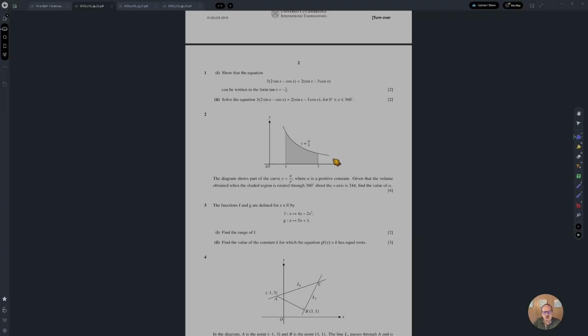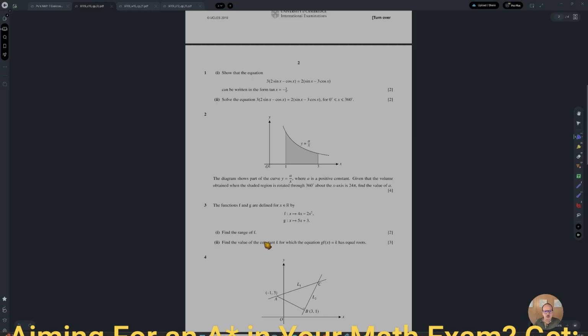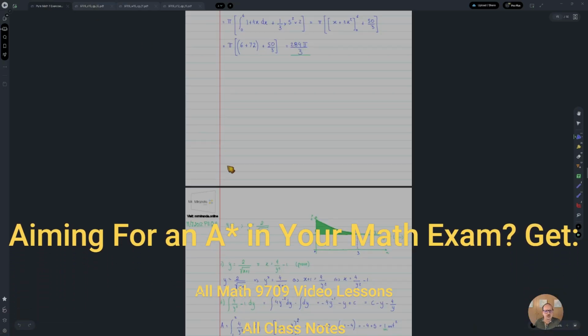It says that the diagram shows part of the curve y equals a over x, where a is a positive constant. Given that the volume obtained when the shaded region is rotated through 360 degrees about the x-axis is 24 pi, find the value of a. Okay, so this gives a twist to the questions about integration. You usually have to calculate the volumes. On this one, you are already given the value of the volume, and you need to find the value of the constant a. So how do you solve this?